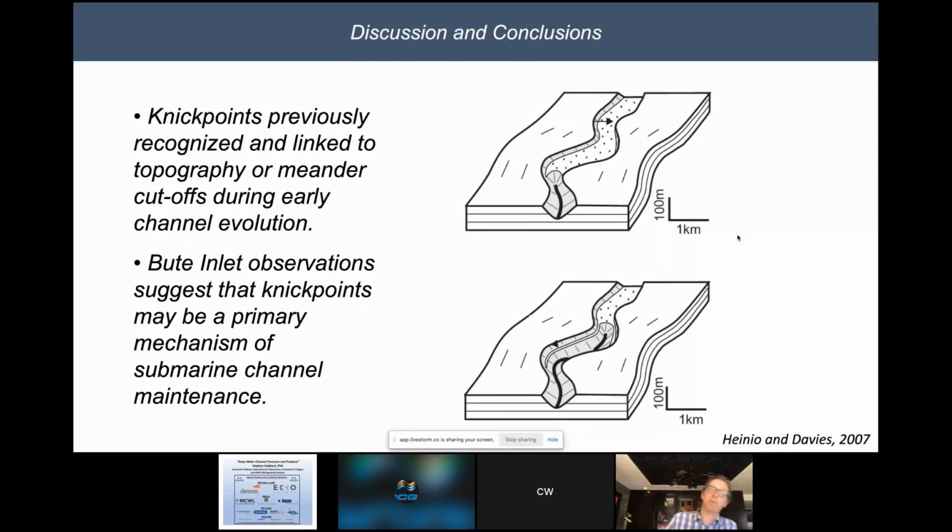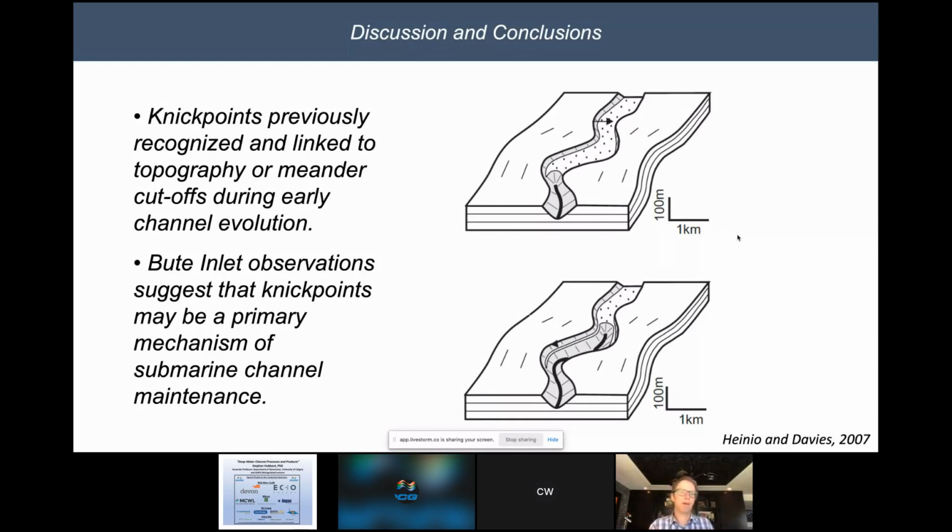They may just be a primary mechanism of submarine channel maintenance, meaning that it's just a conveyor for some reason, and this is definitely not understood yet. These nick points are just migrating like a conveyor up the channel over time. So the flows that eventually come down are driving their movement, such that you think of a fluvial system, and we're thinking, okay, well, you have cut bank erosion and point bar accretion, and that's what keeps this whole thing in equilibrium.